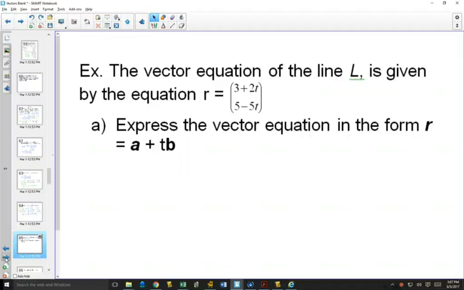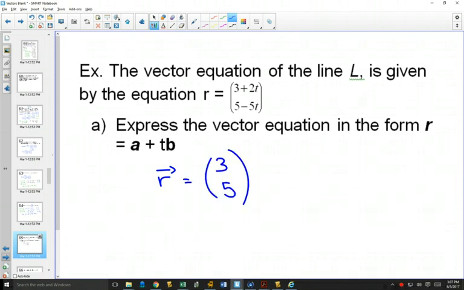This question just messes a little bit around with the form of the equation. If we wanted to rewrite this in the vector equation in this form, can you see that 3, 5 is a point on that line? And if I took out the t, my direction vector would be 2, negative 5.